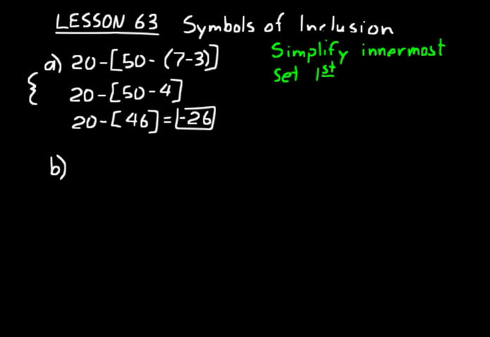Remember in lesson 52 when we did order of operations and we talked about those steps? Step 1 was to simplify powers and roots, and I also said that if you had any symbols of inclusion you were supposed to simplify within those as a first step as well. Then you did multiplication and division, then addition and subtraction.